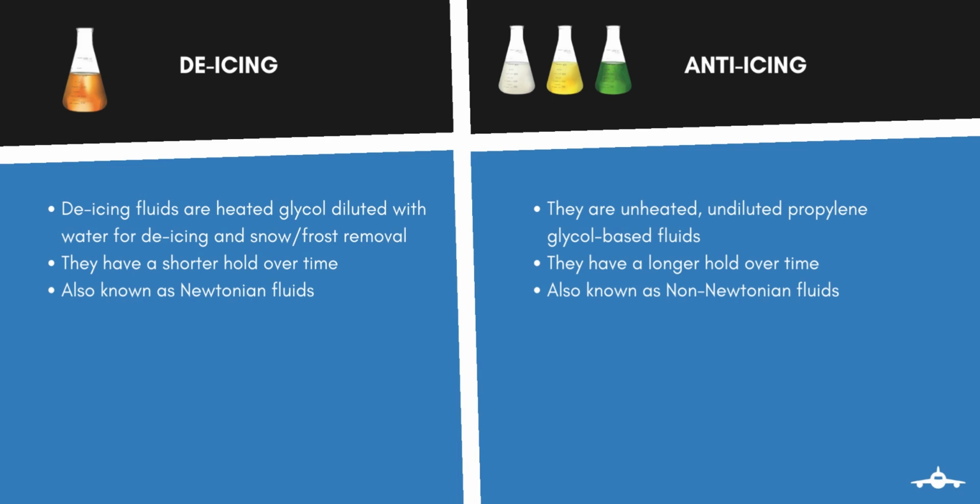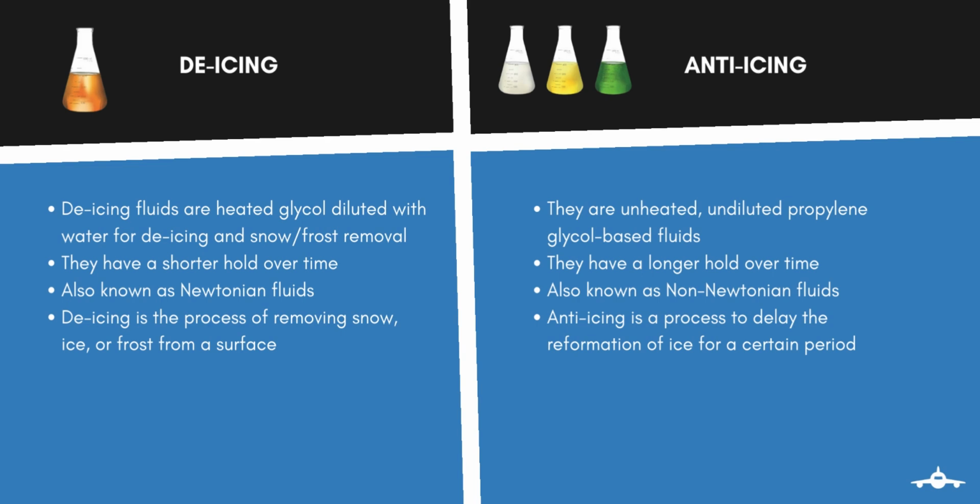So let us differentiate between de-icing and anti-icing. De-icing is the process of removing snow, ice or frost from the surfaces, whereas anti-icing is understood to be the application of chemicals that not only de-ice but also remain on the surface and continue to delay the reformation of the ice for a certain period.